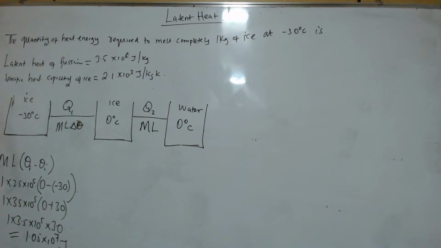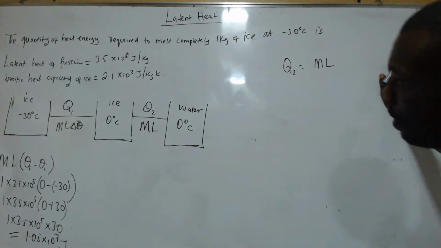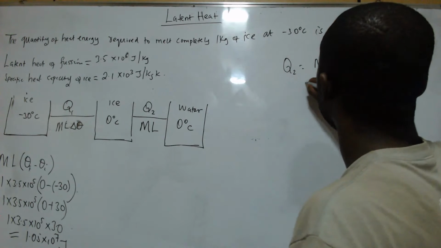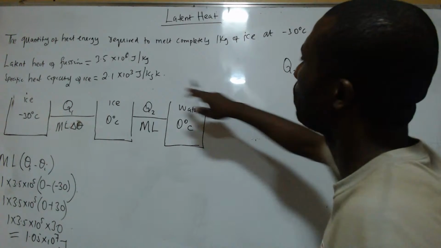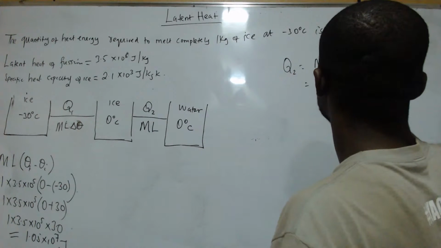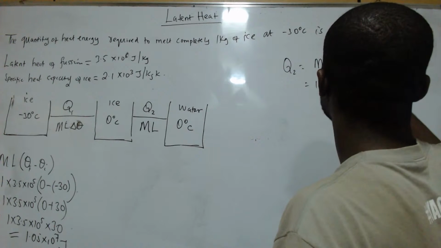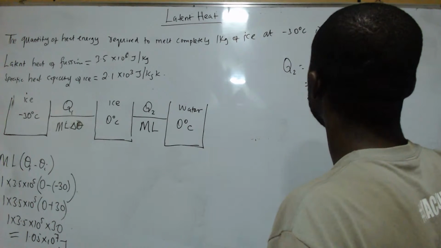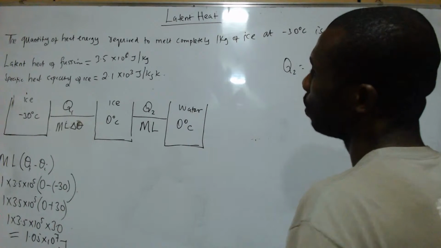Now let's calculate Q2. There's no change in temperature. Our mass was 1, times the latent heat of fusion, which is 3.5 times 10 to the power 5 joules.